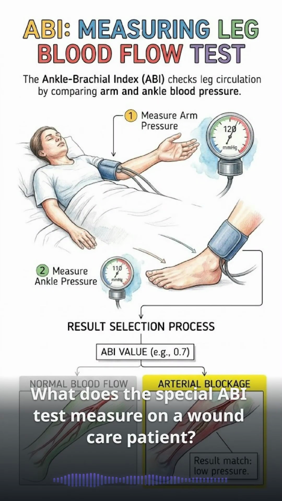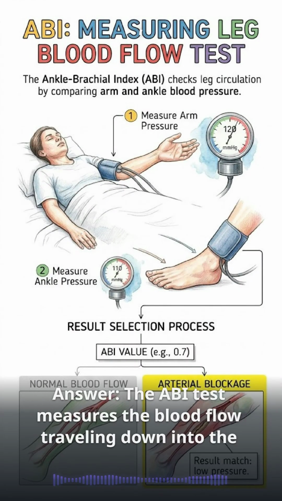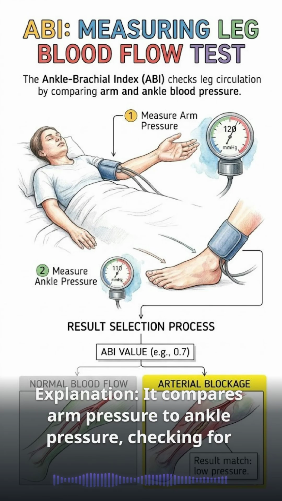26. What does the special ABI test measure on a wound care patient? The ABI test measures the blood flow traveling down into the leg. It compares arm pressure to ankle pressure, checking for dangerous arterial blockages.